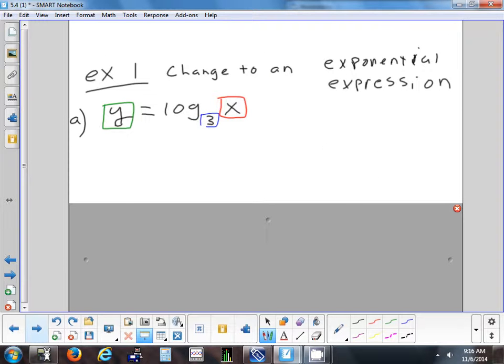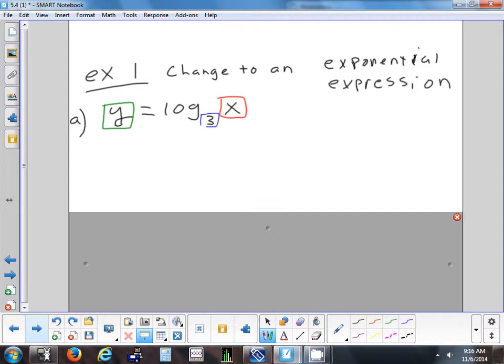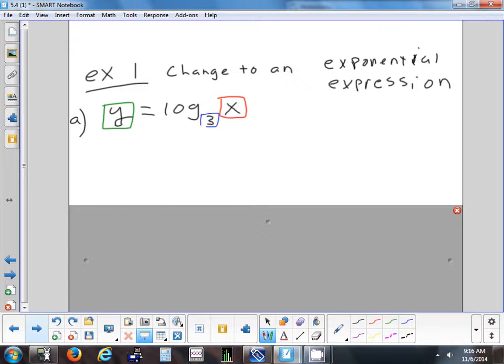So let's try that. Let's take something that's a logarithmic expression, and we're going to change it to something that doesn't have the word log. Start with your base. What is your base here? Michael? 3. Yep. 3 is my base. And earlier I said a logarithm always equals what kind of number?